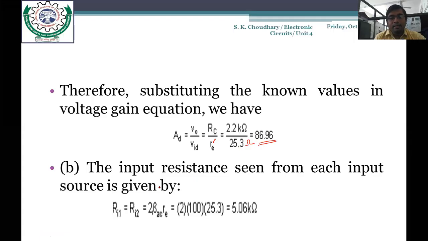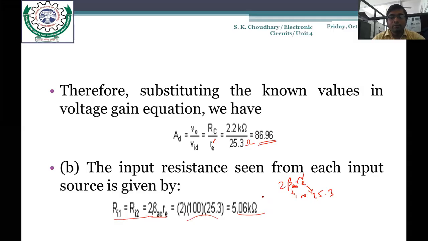Now we have to calculate the second unknown, that is input resistance. Today we have learned the formula of input resistance, that is twice of beta RE dash. So beta is given, that is 100. RE dash we have already calculated, 25.3 ohm. So you can easily calculate. This is coming out 5.06 kilo ohm, or nearly 5 kilo ohm you can say.